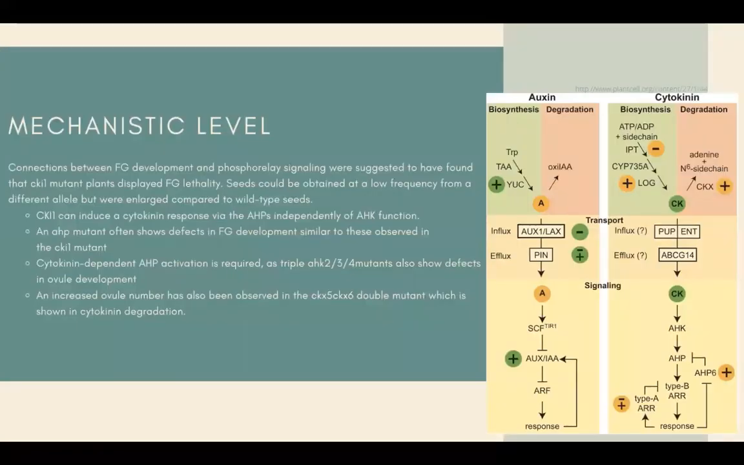That TikTok showed beautiful plants and their phenotypes. At the mechanistic level, connections between FG development and phosphorelay signaling were suggested when it was found that CKI1 mutant plants displayed FG lethality. Seeds could be obtained at a low frequency from a different allele, but were enlarged compared to wild type seeds. On the right photo of cytokinin, we see the biosynthesis, degradation, and the function of AHK and AHP to give the response. CKI1 can induce a cytokinin response via the AHPs independently of AHK function.